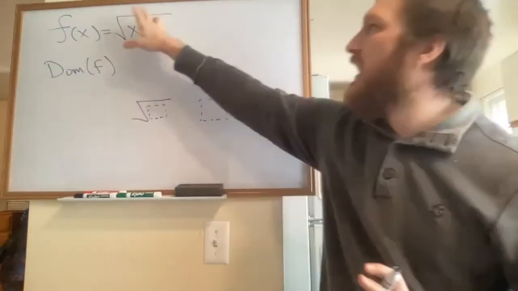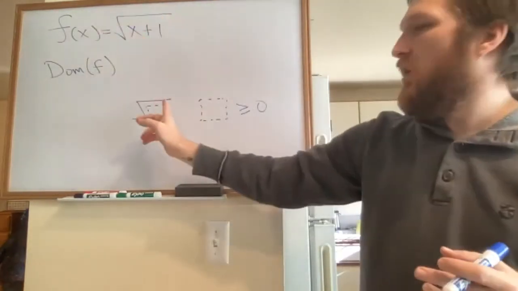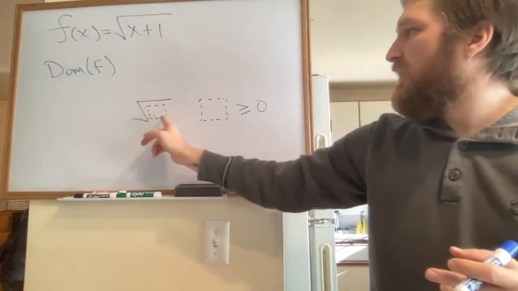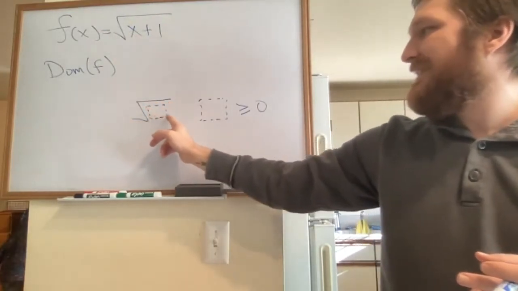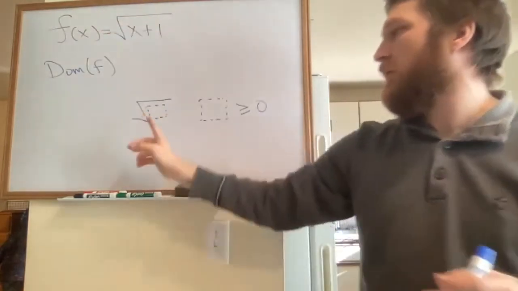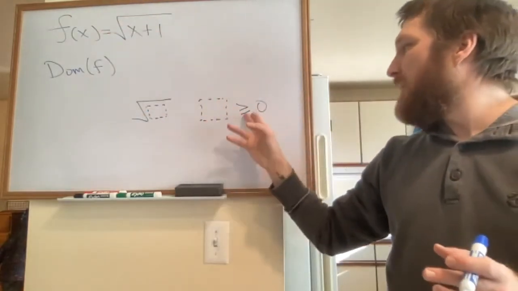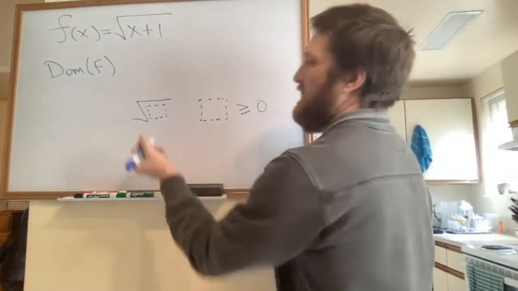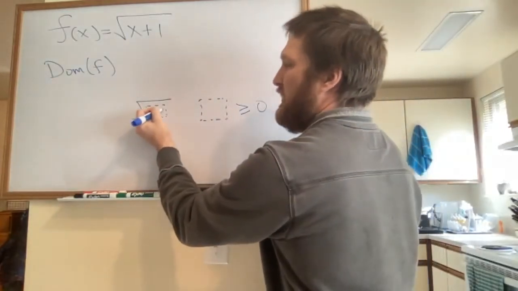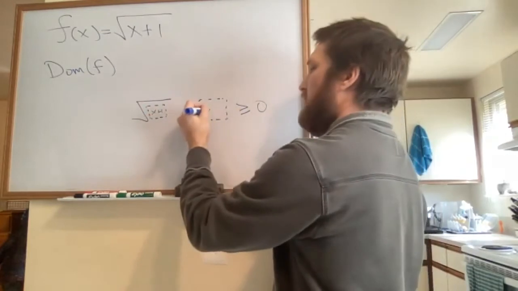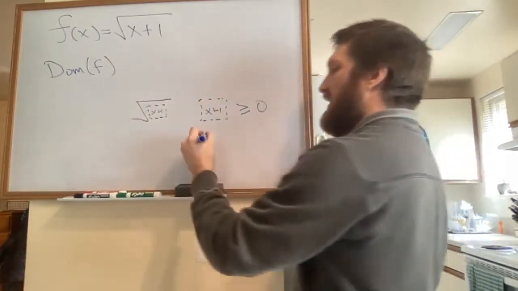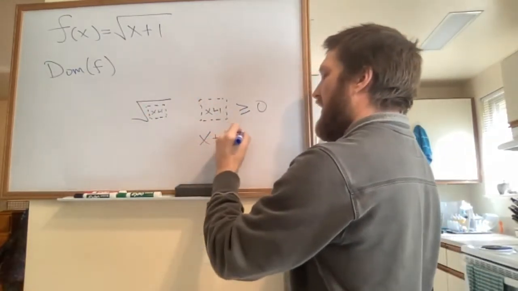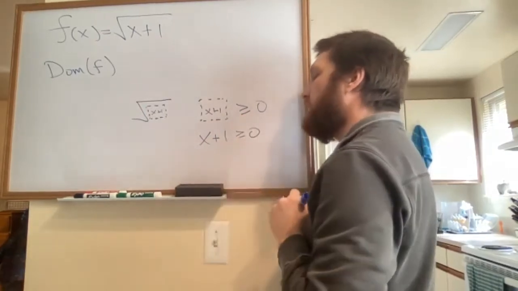I say, well, I have a square root, so I have to do this thing. Whatever that stuff is in the square root, that stuff must be bigger than or equal to 0. So then I just ask myself, okay, what's that stuff? In this case, it's x plus 1. This says that x plus 1 has to be bigger than or equal to 0.